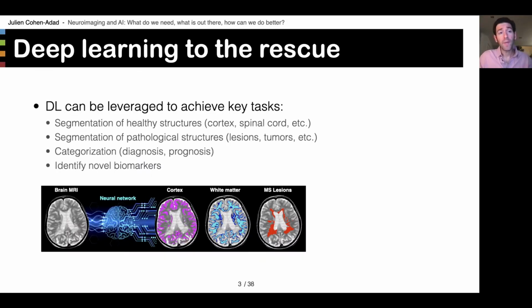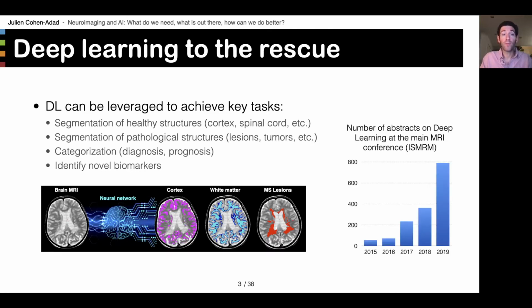Not surprisingly, deep learning has become increasingly popular in the medical imaging field over the past few years. It is used in processing pipeline for tasks such as segmentation of healthy and pathological tissue structures and categorization tasks for the purpose of diagnosis. In fact, deep learning is taking on very rapidly in the medical image community. And as an illustration, the main MRI conference has seen an exponential increase of abstract submission related to deep learning for the past few years.